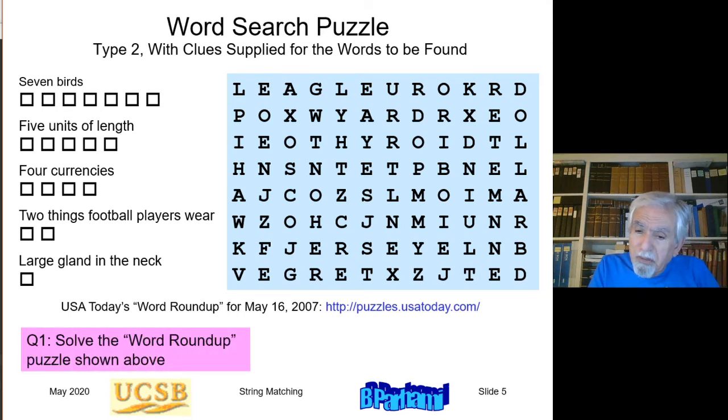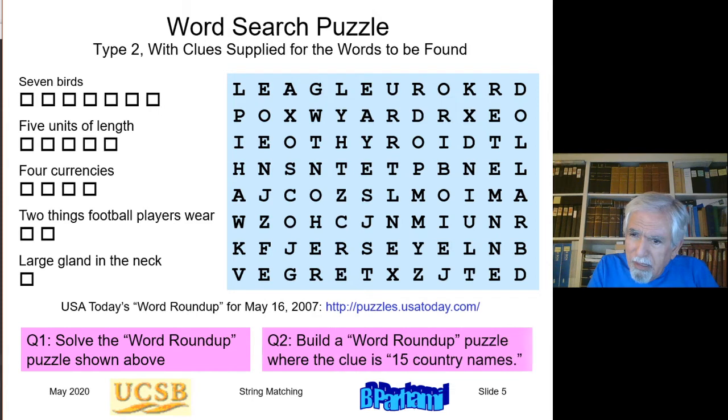Okay, so I'm not going to do more on this because that's your question 1. Solve this word roundup puzzle. Okay, and send me an image of the solved puzzle. In other words, at the end, all of these boxes will have been checked, and then the words are either crossed out by a line, like eagle. You can cross it out like this, or you can draw a box around it like this. Either way. So that's your question 1.